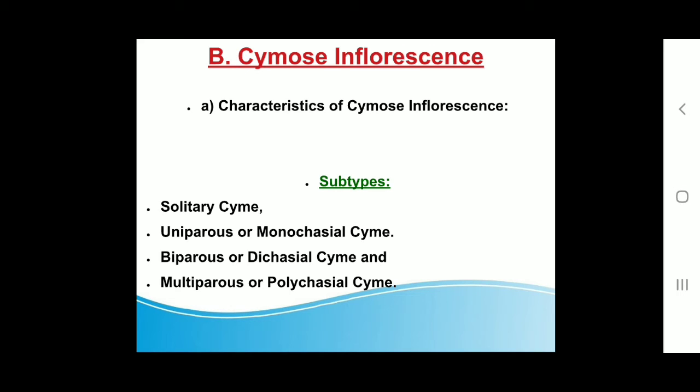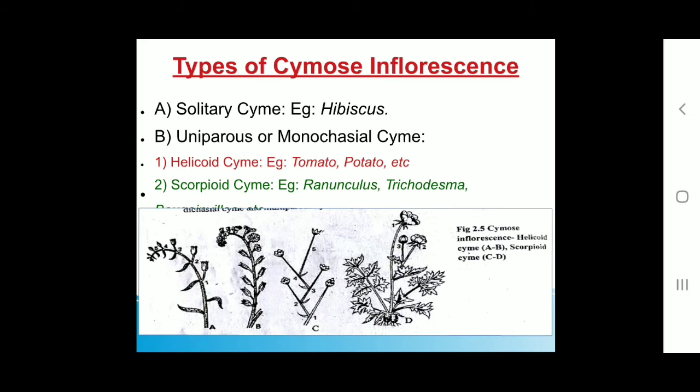If the inflorescence is condensed, then oldest flowers remain in the center and youngest towards the periphery. Such an order of opening of flowers is called as centripetal. The cymose inflorescence has subtypes. It is based on the position of flowers and numbers of flower bearing branches below the terminal flowers. The subtypes are solitary cyme, uniparous or monochasial cyme, biparous or dichasial cyme and multiparous or polychasial cyme. These are the subtypes which are coming under this type of inflorescence, that is the cymose type of inflorescence.